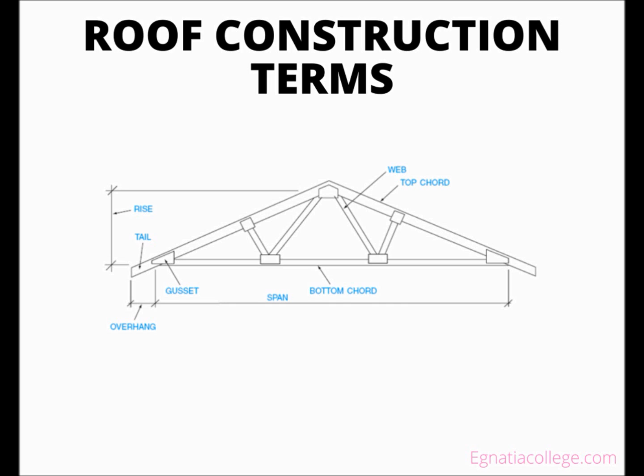Span is the distance between the outsides of the walls covered by a roof. Rise is the vertical distance or height of the roof. The overhang is the horizontal distance covered by the roof outside the walls. The tail is the portion of the top chord that is outside the walls.